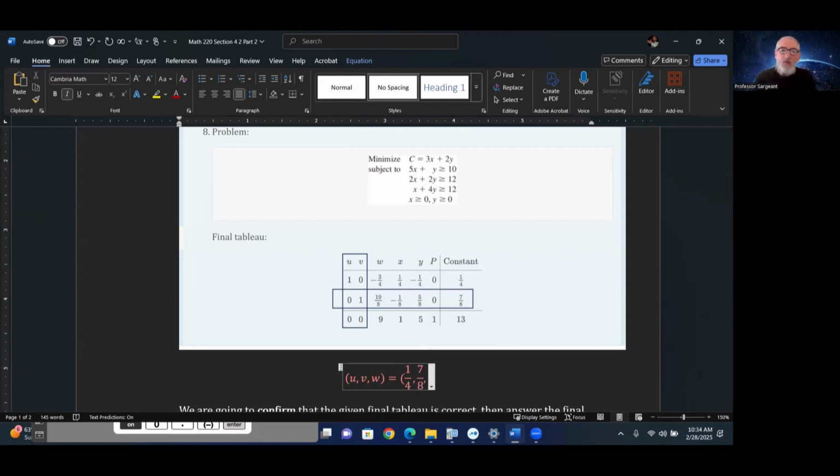So U and V were basic variables. W does not have a unit column, so it's a non-basic variable, and W is equal to 0. This is producing our maximum in the dual problem of P equals 13.